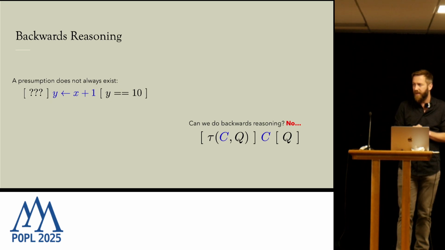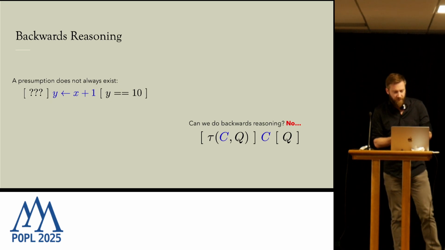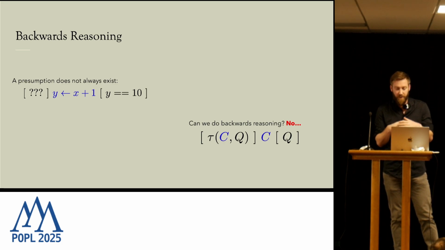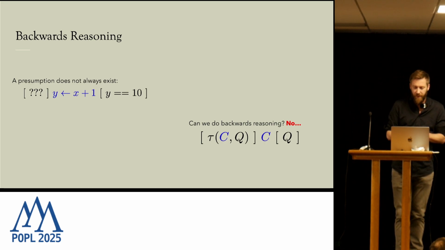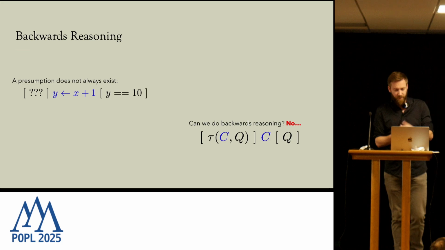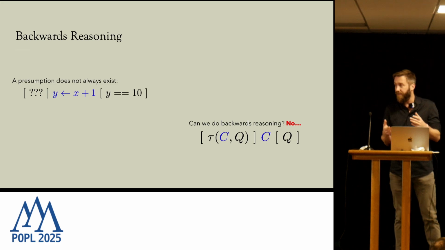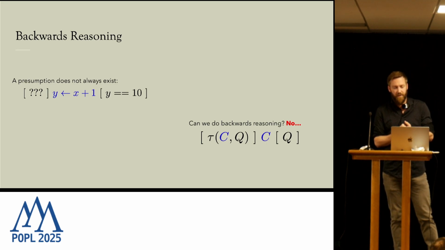And to see why, let me use an example. So here we have a very simple program. Y gets assigned x plus 1. And we want to see whether states where y is equal to 10 are reachable after execution of this program. And I think everybody here would say, well, sure, this is reachable. Just start from a state where x is equal to 9. But that is not a valid incorrectness triple.